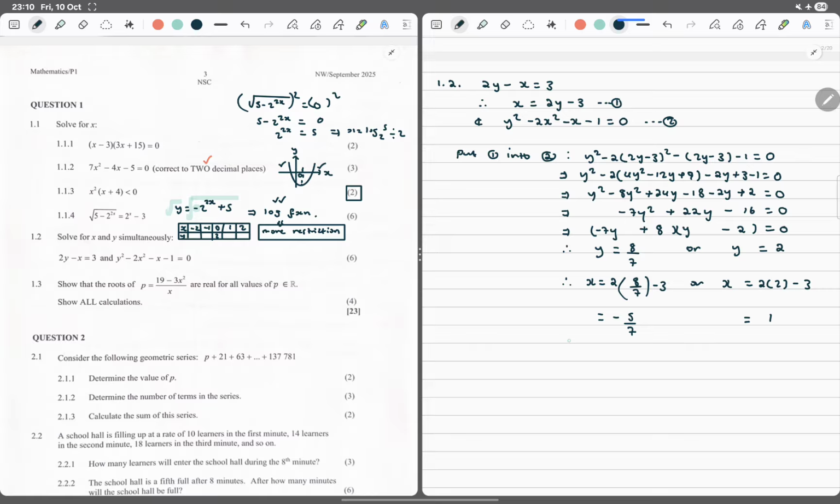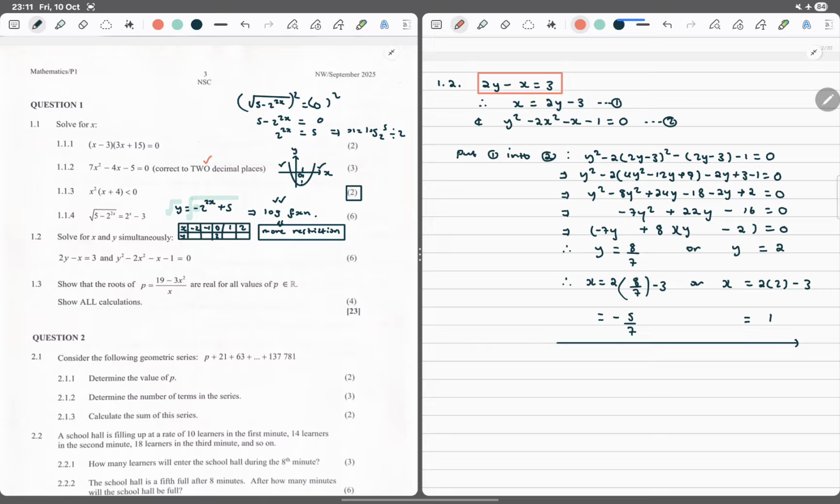Okay. Again, guys, we don't just celebrate the answer. We check if we are doing the right thing. So we check those values back into one of the originals, provided it is copied correctly. Okay, we've got 2 into y. This is 8 over 7. Minus 3 into minus 5 over 7.